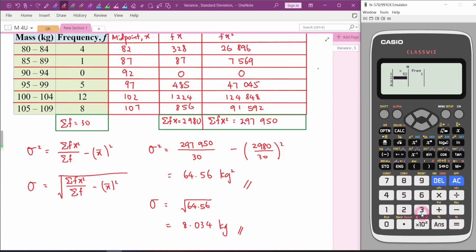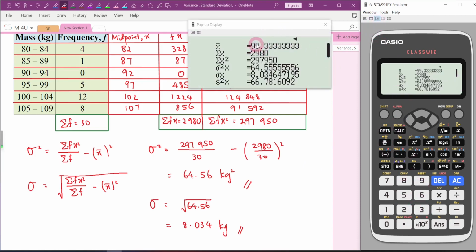82, 87, 92, 97. Make sure we key in all the data correctly. And 107. Okay, now let me key in the frequency. 4, 10, 5, 12, 8. Okay, then press Option, one variable calculation.